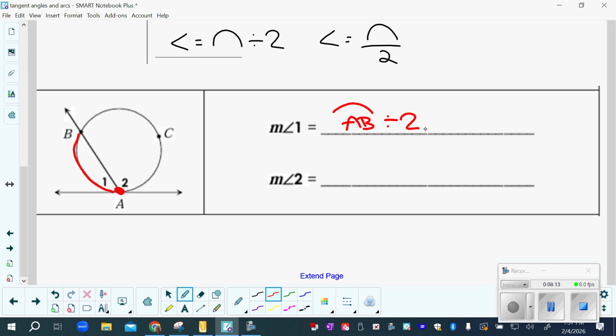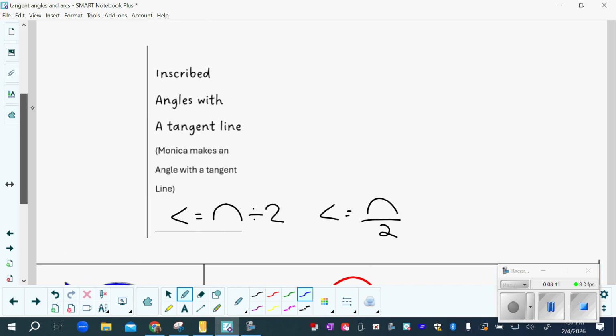And if Monica swung her legs around and instead sat this way, then it would be this big piece cut in half. So angle 2 is arc BCA cut in half, right? Again, it's cut in half. Again, someone yesterday was like, isn't this the same? I'm like, yeah, it just looks different. And people freak out when things look different.